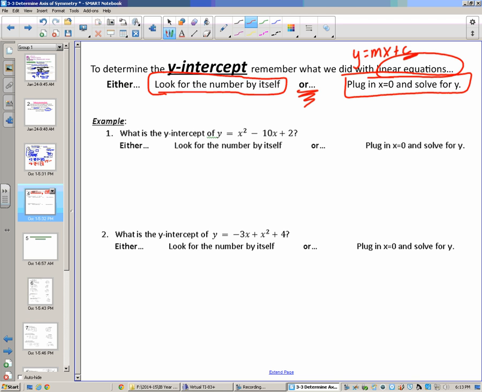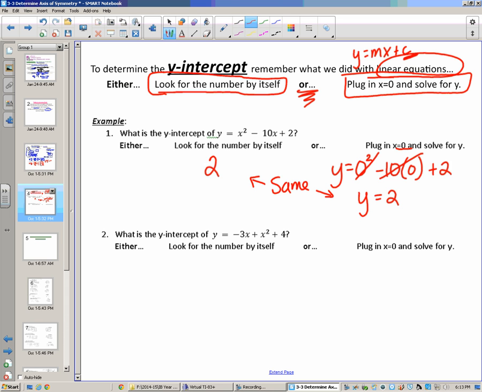So what is the y-intercept of y equals x squared minus 10x plus 2? Look for the number by itself. It's 2. Or you can plug in x equals 0. So I would get y equals 0 squared minus 10 times 0 plus 2. 0 squared is 0. Anything times 0 is 0, so then I just get y equals 2. So either way, you'll get the exact same answer. It's just a preference of what you like to do.